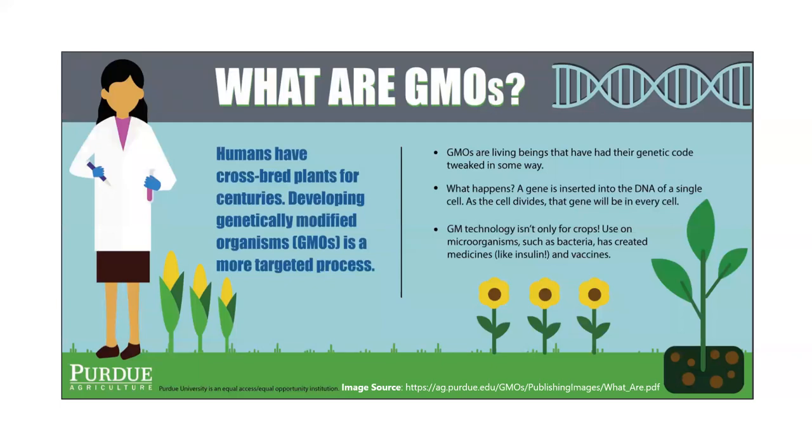So what are GMOs? GMOs are living beings that have had their genetic code tweaked in some way. Again, it is not just limited to plants. GMOs, genetically engineered organisms, may be microbes or microorganisms, and it may be animals as well. When a gene is inserted into the DNA of a single cell, we know that the cell undergoes cell division, and that gene will be carried into every cell which undergoes a mitotic or meiotic cell division, or cell division in general.